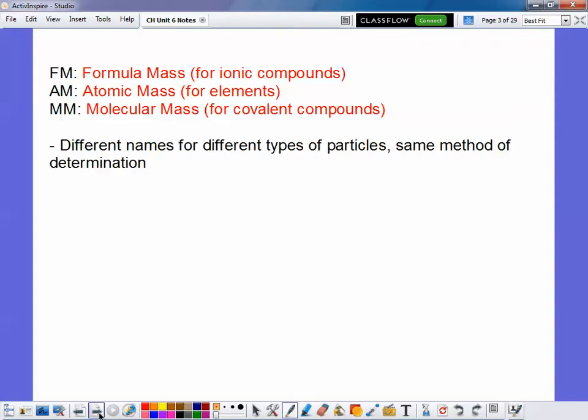For example, formula mass is the molar mass of an ionic compound. Atomic mass is the molar mass of an individual element. And then molecular mass is the molar mass of a covalent compound. These are just different names for different types of particles, but they're the same method of determination. It's all molar mass. It's like I can say I'm a chemist, or I can say I'm a science teacher. That's the broad general term for what I do. But I can be more specific and say I'm a chemistry teacher. Okay?